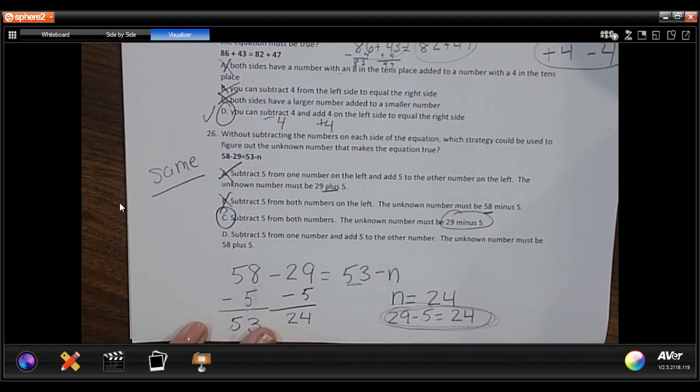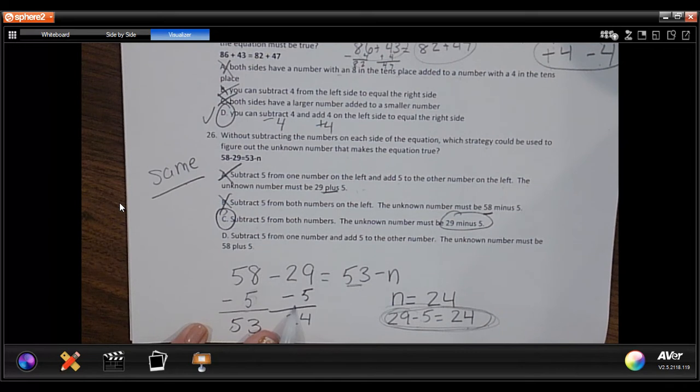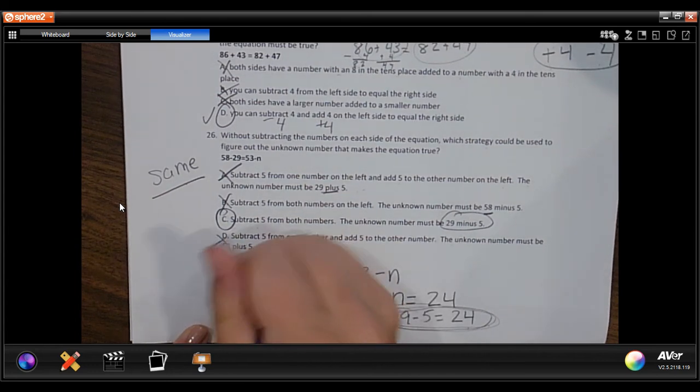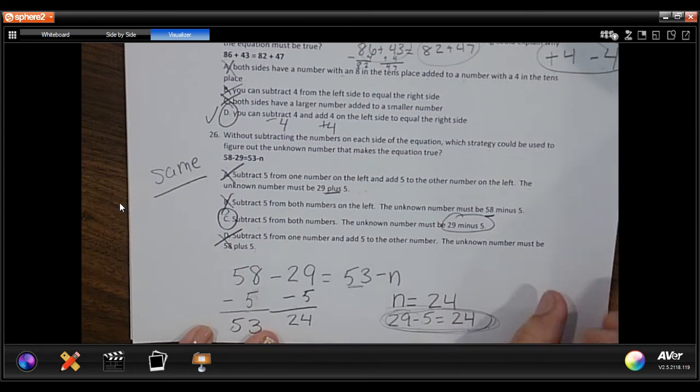We could check over D just in case. Subtract 5 from one number and add 5 to the other number. Nope, that's not what we did already. The unknown number must be 58 plus 5. Definitely not, because we did not do any adding in this problem.